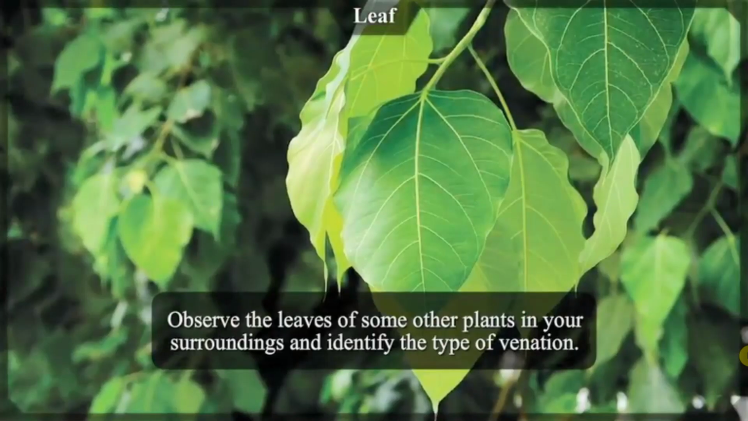Observe the leaves of some other plants in your surroundings and identify the type of venation. A little fun. Take a fallen leaf and soak it lightly in water for 15 to 20 days. Complete the following chart. Dry it by observing the plants around you.